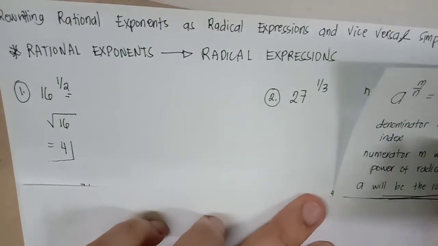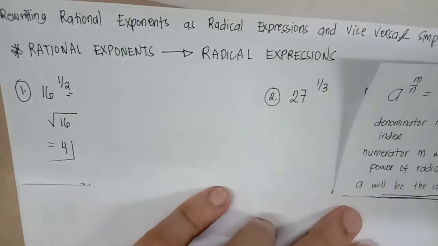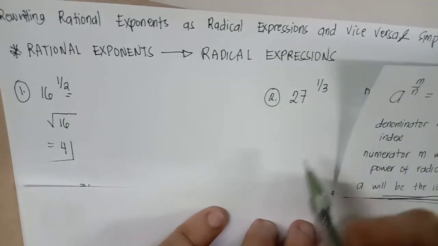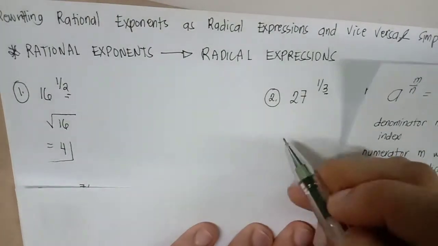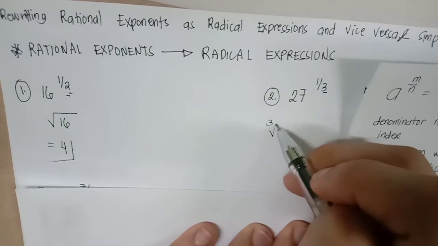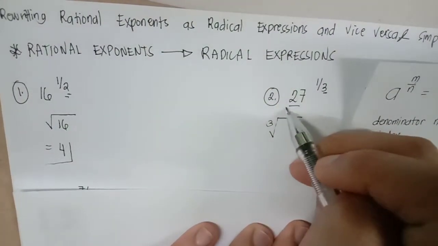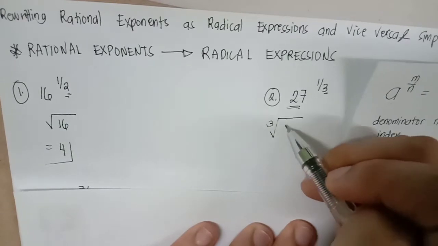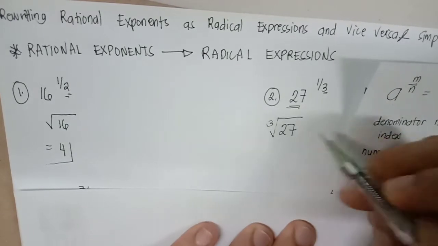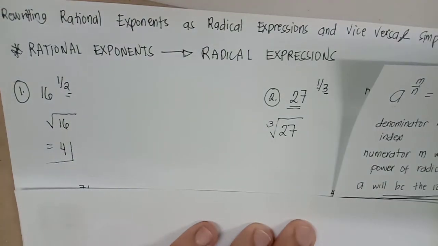Alright. So, using this format, so we're going to have n. Ang n natin ay yung nasa denominator, so that is 3. That will be the index. Then, square root talaga, or radical sign. Copy the base, which is 27. Then, yung power or exponent of 27 is 1. So, since 1 po yan, no need to write it down. Okay, so ito na po yun.